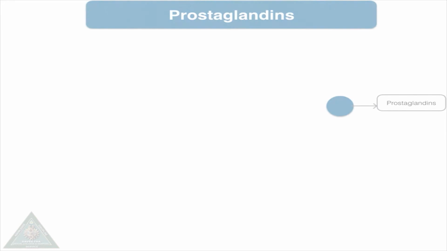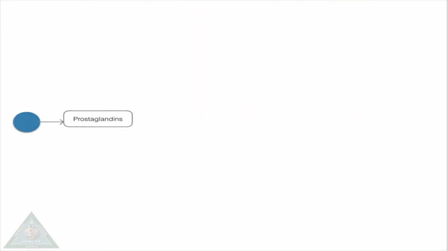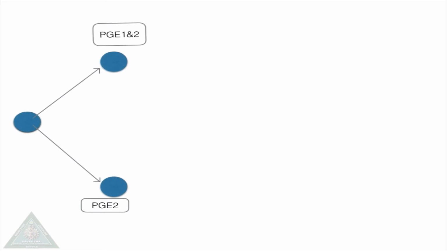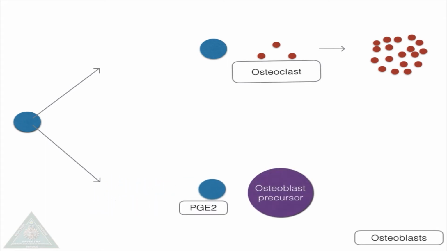The prostaglandins 1 and 2 act on osteoclasts to increase their multiplication and produce more number of osteoclasts. The prostaglandin E2 acts on osteoblast precursors and brings about increase in osteoblast production.